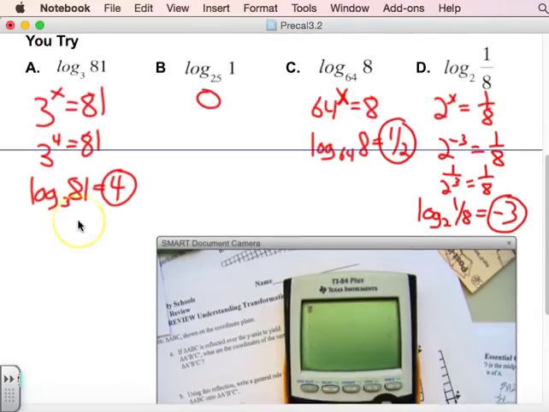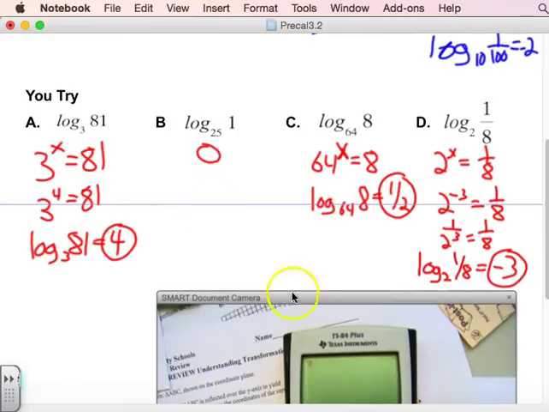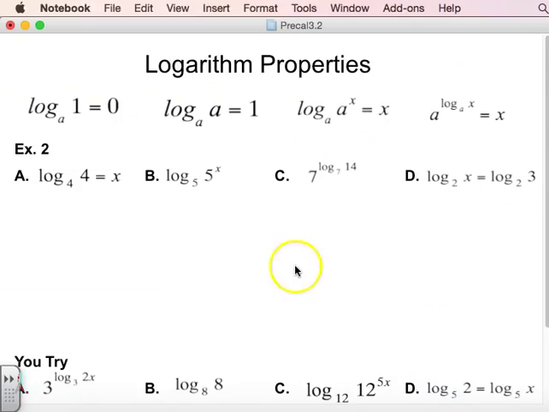Just be aware that you can do them quick in your head if you want, or you can use the calculator. But you've got to understand how log bases work. It's really just asking you to find the exponent, right? The important thing is you're finding the exponent that you would raise the log base to give you that number. That's really what a logarithm is.